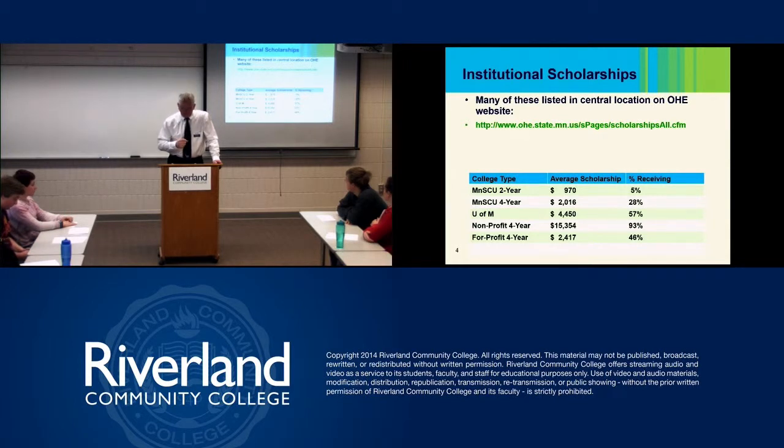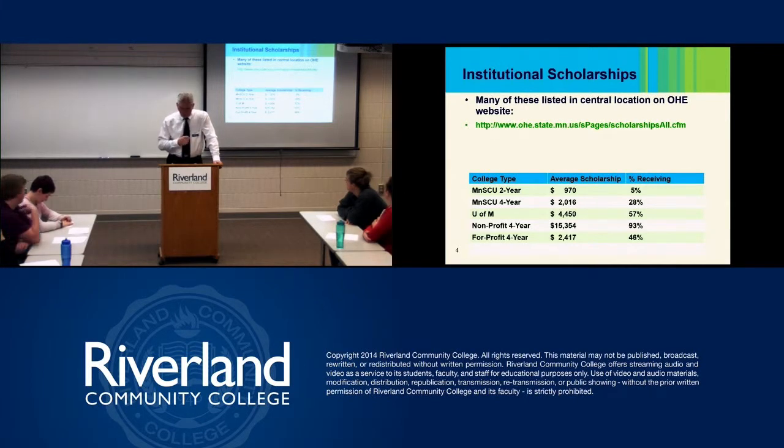At the state universities, like Winona, St. Cloud, Mankato, the average scholarship is around $2,000, and that probably impacts about 25 to 30% of the students at a 4-year university who might get a scholarship award. University of Minnesota, the scholarship awards there can average close to $4,500. And over half the students at the University of Minnesota do receive a scholarship, so there are opportunities there.